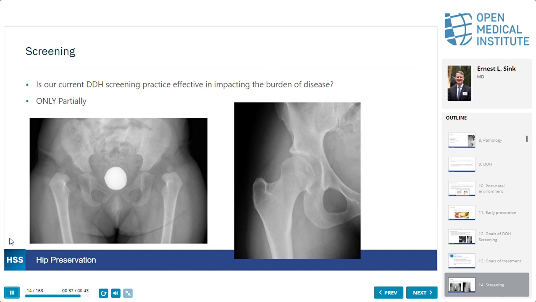But would screening impact this hip? Would this be normal at birth? That's still an unanswered question.